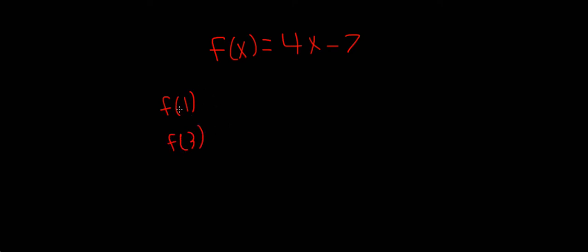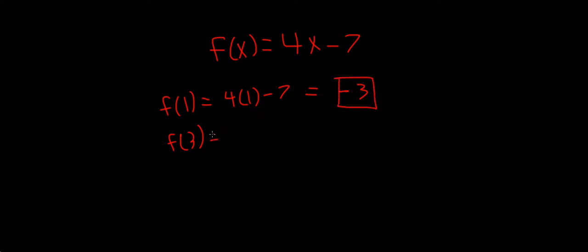So f of 1. So we replace wherever we see x with 1. So that's the same thing as 4 times, instead of x, we write 1, minus 7. So 4 minus 7 is negative 3. And we are done. Let's try one more.